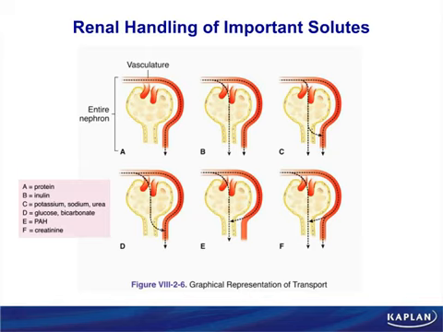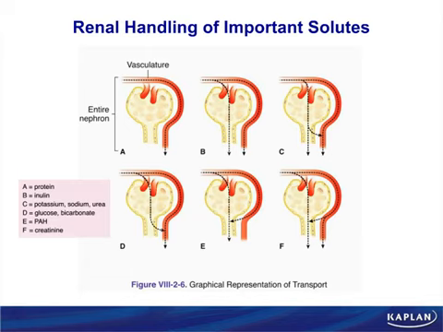C would be a substance that is partially reabsorbed. C would be something like potassium, sodium, or urea. C would also be glucose in a poorly controlled diabetic. It's reabsorbed, but you're past transport maximum, so it's not completely reabsorbed. It is reabsorbed and it is excreted. So C would be a poorly controlled diabetic as well.